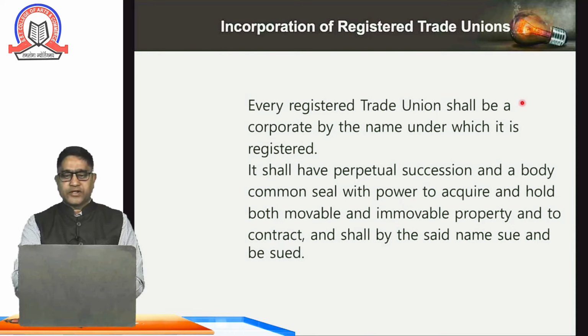Every registered trade union should be a body corporate by the name under which it has been registered. It should have perpetual succession. That means even if all the members of the trade union have expired, the trade union would still go on.